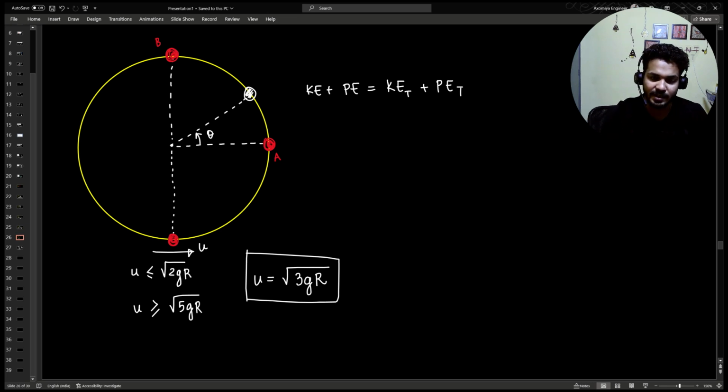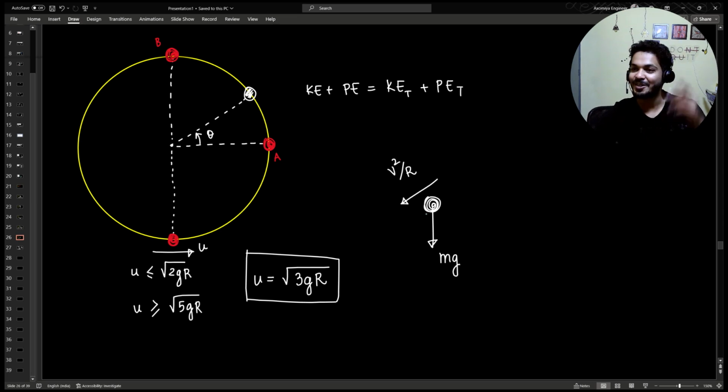So we have to essentially put that condition that tension equals zero, right? So if tension equals zero at that point, then what is the only force acting downwards? So if I make the FBD of the block, the only force acting is mg, like this, and the body is still feeling that v square by r in that direction, right? So what am I supposed to do? Well, take the component of mg.